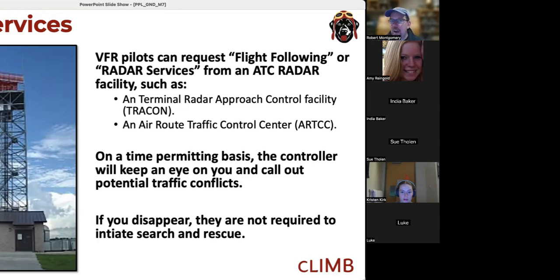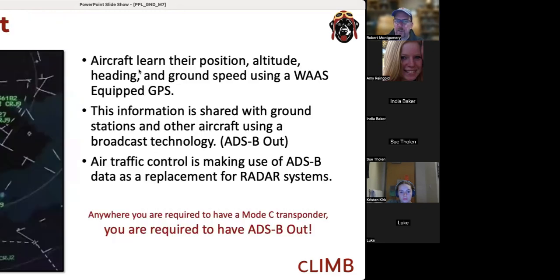They're going to give you a very high level of service, and it's really easy to think it's their responsibility to do all this stuff. Then every once in a while, they just get slammed, and you're the first thing to fall through the cracks. So just be aware that it's a great tool, but it does not relieve you of any responsibility to do your own see and avoid and everything else.